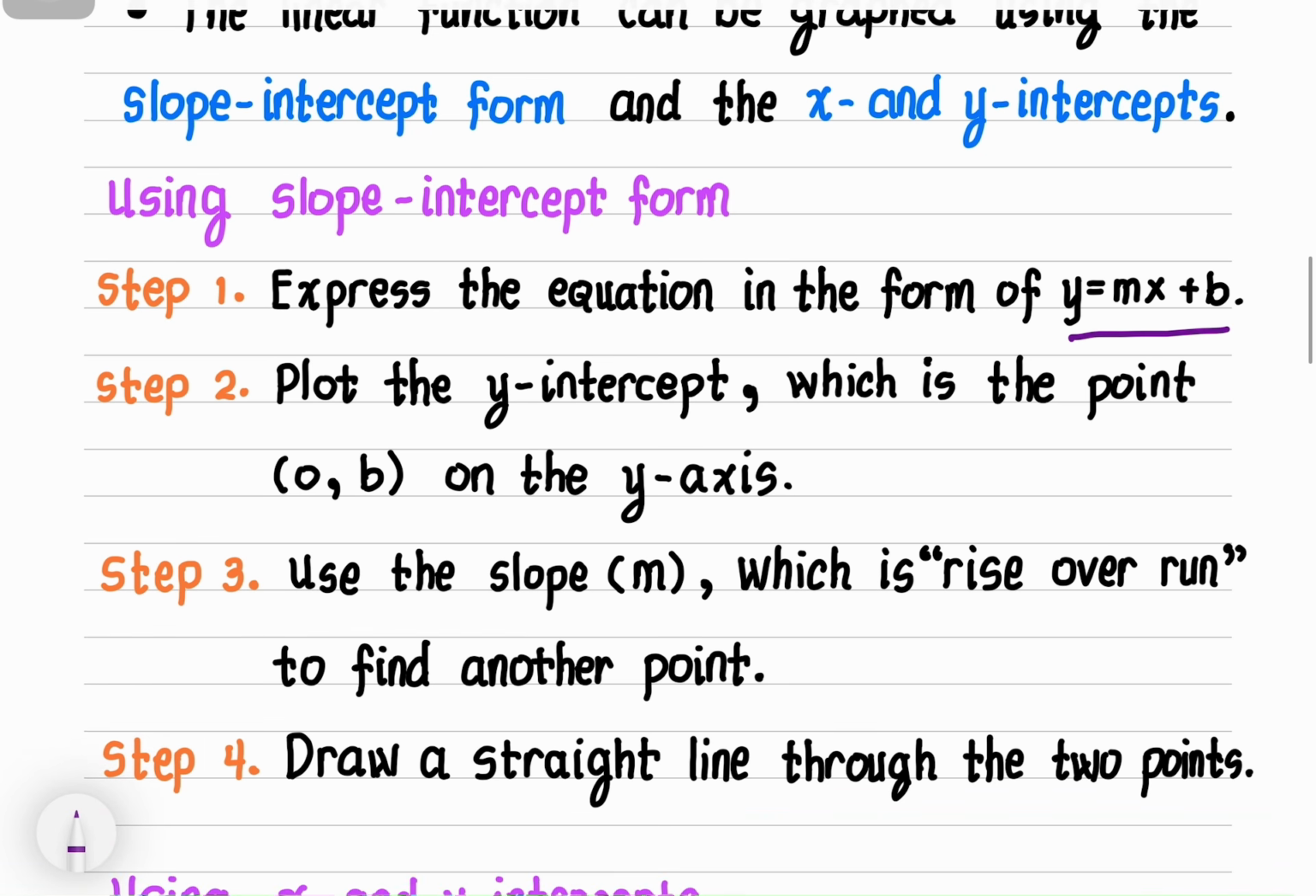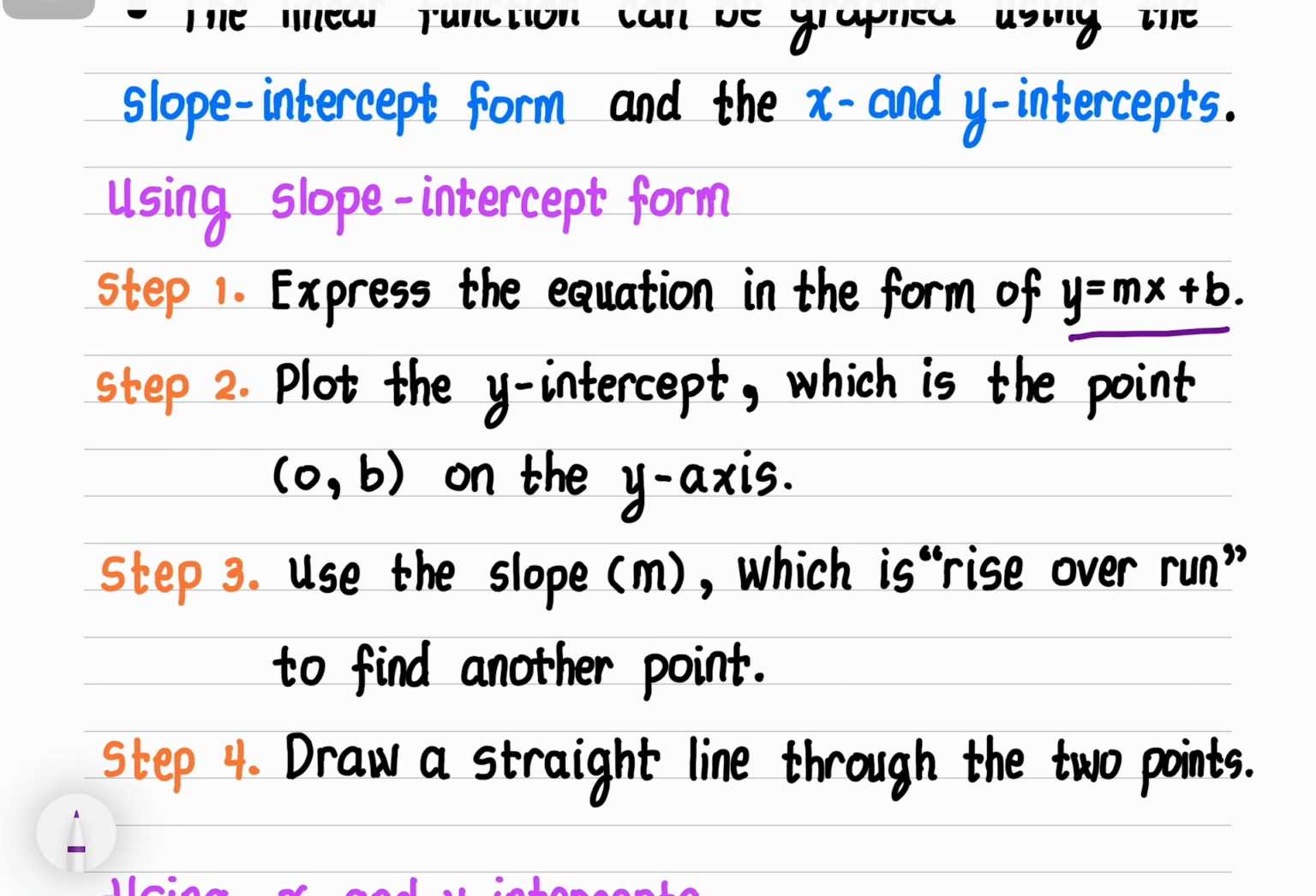Okay, next, step number 3, use the slope or yung m natin, which is rise over run, to find another point. By the way, si slope ang makakapagsabi kung saang direction tayo papunta. Either the graph is rising to the right or the graph is rising to the left. So, if the slope is positive, the graph is rising to the right. If the slope is negative, the graph is rising to the left.